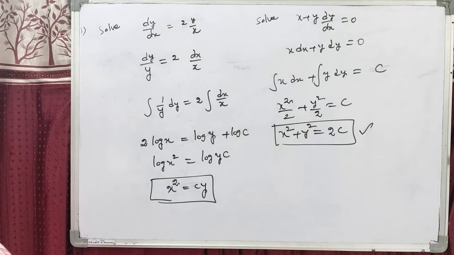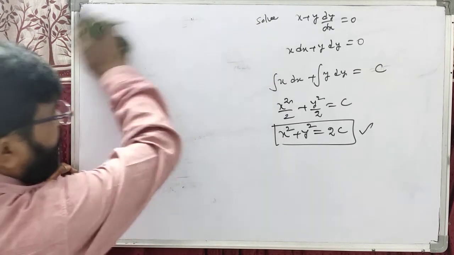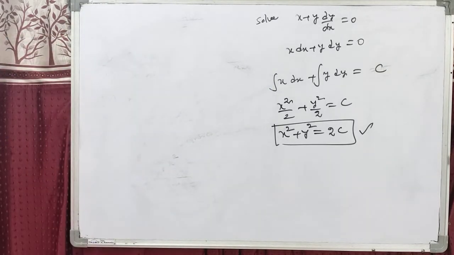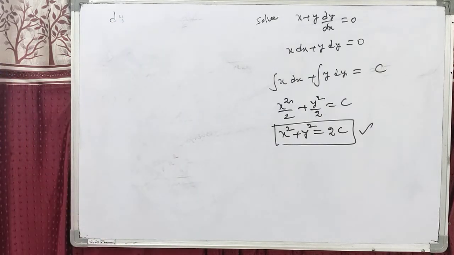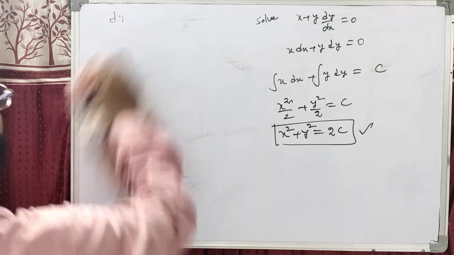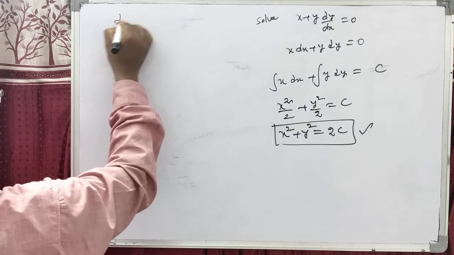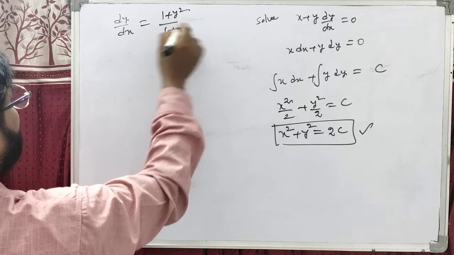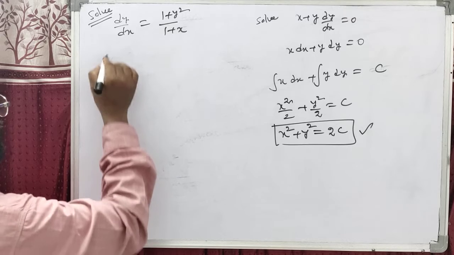Okay students, now we are going to discuss the next one, dy by dx. What you do here is write it as variable separable, meaning we send the x terms to one side and the y terms to the other side. One more question: dy by dx equal to 1 plus y square by 1 plus x square. How to solve this, students? It is one of the important, one of the easiest ones.